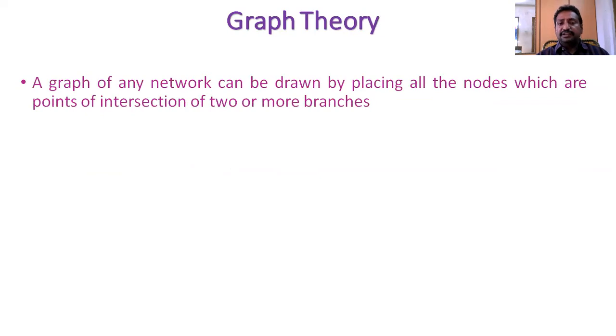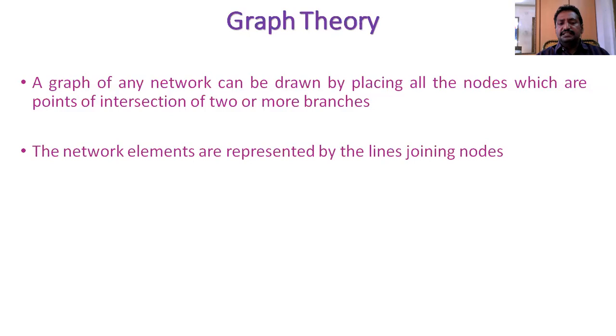A graph of any network can be drawn by placing all the nodes, which are points of intersection of two or more branches. We should know what a branch is and what a node is. A branch is an individual element, for example a resistor, inductor, or capacitor placed individually. A node is the interconnection of more than two branches. Understand carefully the difference between branch and node.